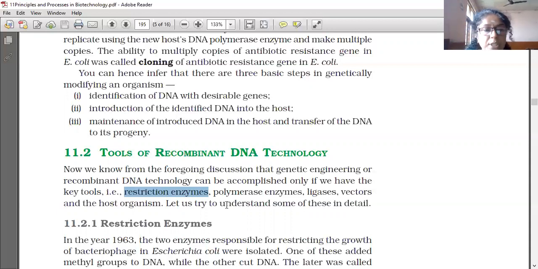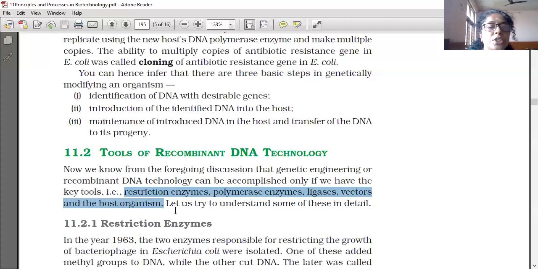The key tools are restriction enzymes, polymerase enzymes, ligases, vectors and the host organism. One by one we will study these key tools. The topic is tools of recombinant DNA technology: which tools are used in combining, that is, recombining the DNA of two organisms? Restriction enzymes, polymerase enzymes, ligases, vectors and the host organism. Let us try to understand some of these in detail.